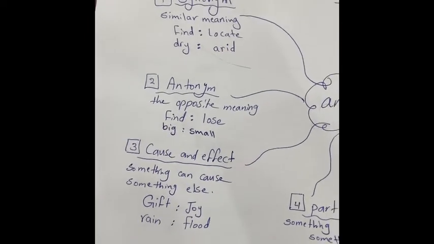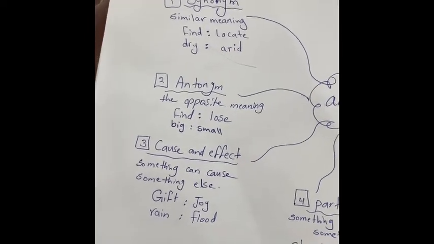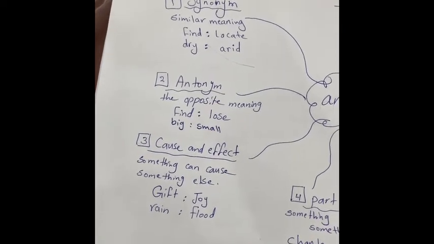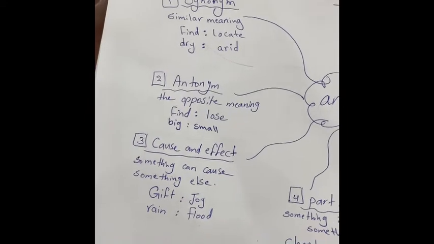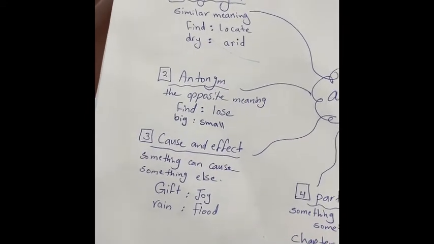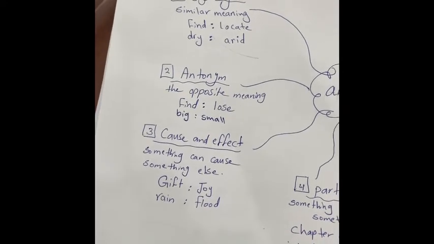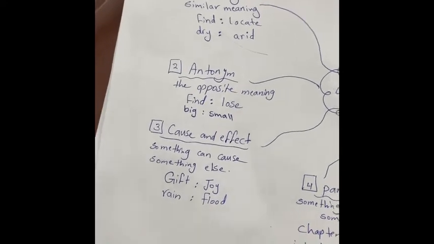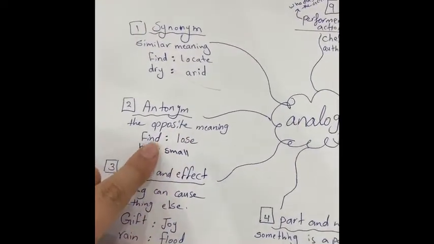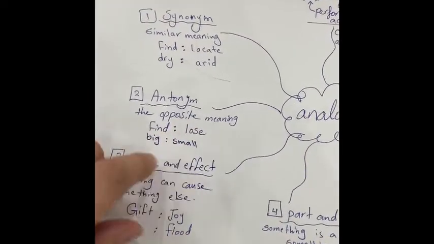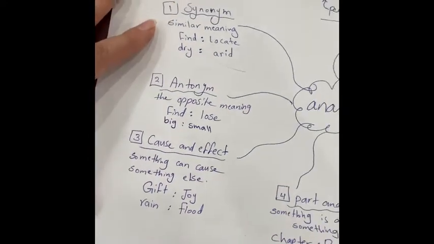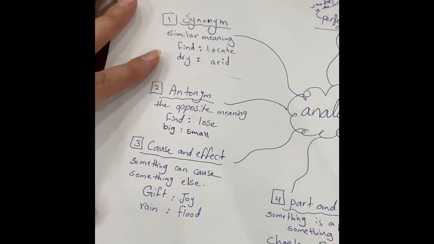Number two, antonym. Antonym means the opposite meaning, and you have already taken this before, synonym and antonym. So any two words that have the opposite meaning, we call it antonym. For example, find and lose, big and small, short and tall.